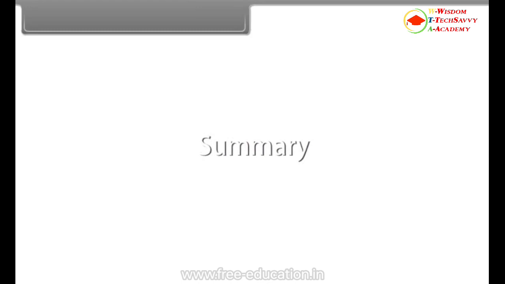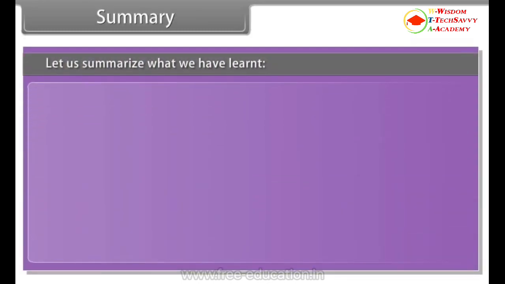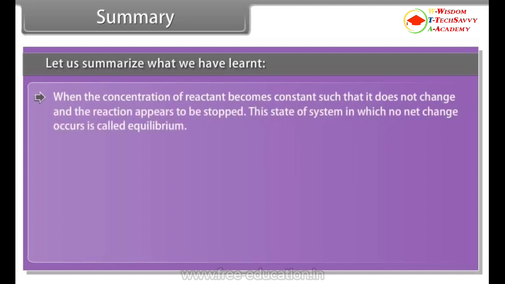Summary. Let us summarize what we have learned. When the concentration of reactant becomes constant such that it does not change and the reaction appears to be stopped, this state of system in which no net change occurs is called equilibrium.